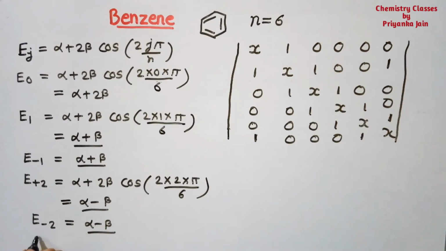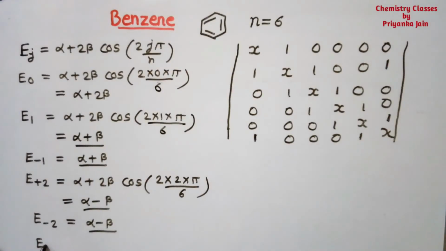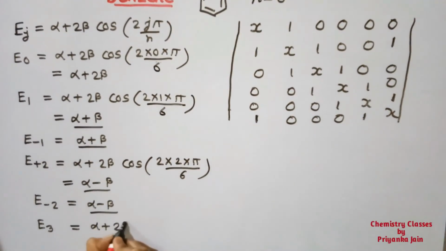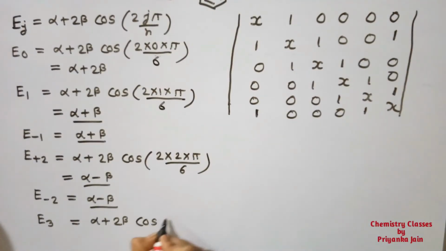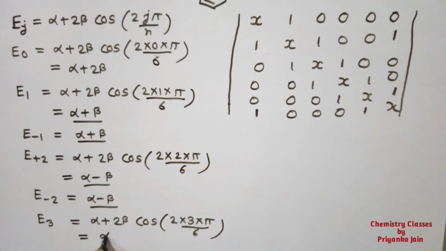And then we have to put here j is equal to 3. So we are getting alpha plus 2 beta cos 2 into 3 into pi upon 6, right? So this is equal to cos pi, and the value of cos pi is minus 1. So when we put minus 1 here, this will be equal to alpha minus 2 beta. So we have already found the 6 levels.